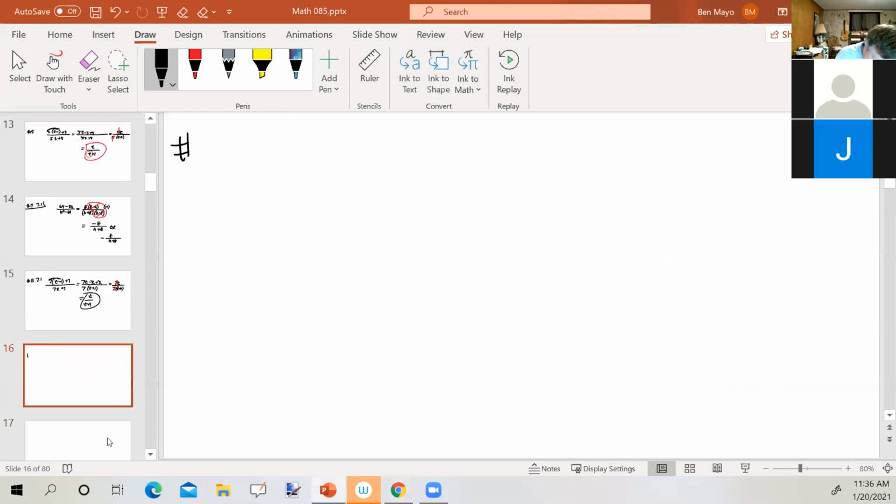So this is number 14 from 7.1. And it says simplify, assume that the denominator is not 0.